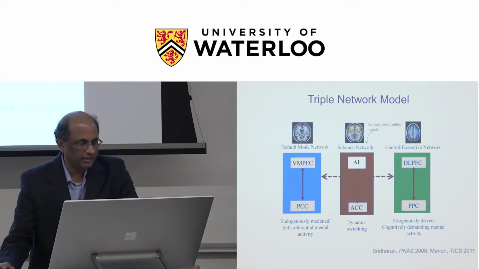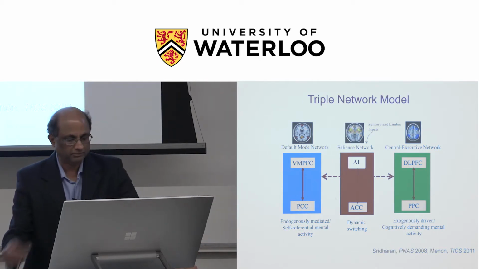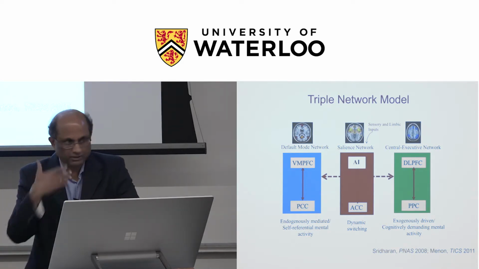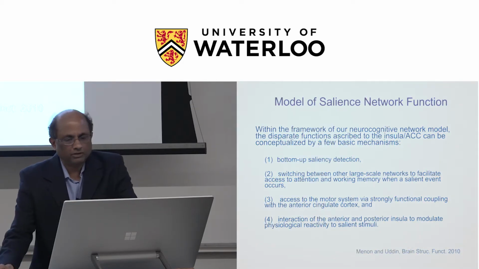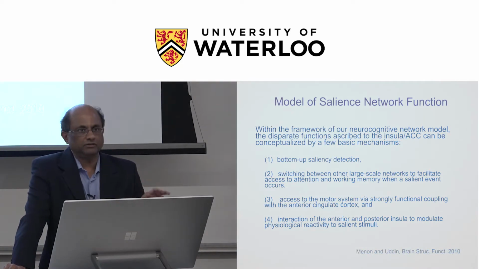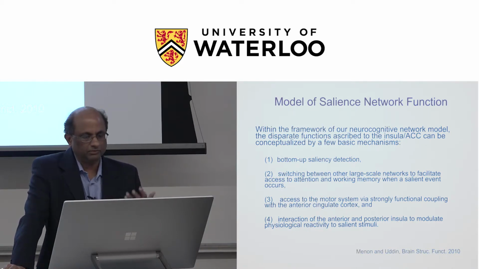And so if you are over-engaged in the default mode network, you may not be able to switch attention to external stimuli because your mind is focused on something else, thinking about breakfast today and so on, for example. So, some of the ideas that we've put forward in the context of this model are there's a bottom-up saliency detection. We don't know exactly what the mechanisms and filters are that allow it, but certainly both the anterior insula and the dorsal anterior cingulate cortex are sensitive to this.